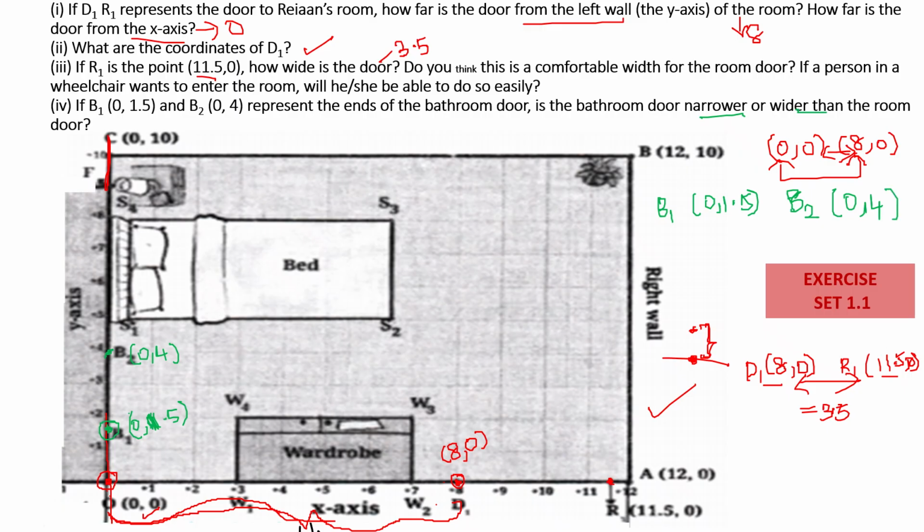So what is the width of this? Since you are finding the distance between these, it is the vertical distance, right? So we are going to compare the y values. What is the difference between 4 and 1.5? It's going to give us 2.5. So what is the width of the bathroom door? It is 2.5, and we already know the room door width as 3.5. So what is the answer over here? Yes, the bathroom door is narrower than the room door. So these are the answers for our first question, which belongs to exercise set 1.1.